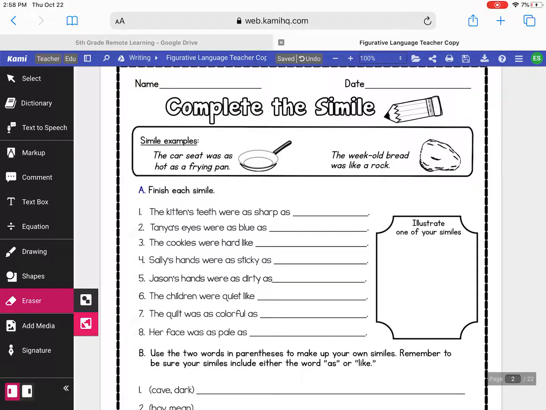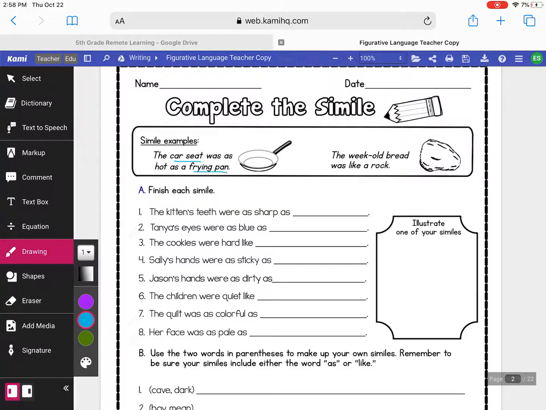So we've got the car seat was as hot as a frying pan. Oh, that's the worst when you get into a car and it's super hot. So we're comparing there the car seat and a frying pan. Typically those aren't usually compared to one another, except they told us why they're comparing it, it is because it's hot. That's what makes it make sense. The week-old bread was like a rock. So we've got the word like, over here we have as. Okay, so we're comparing the bread to the rock. They must both be really hard.